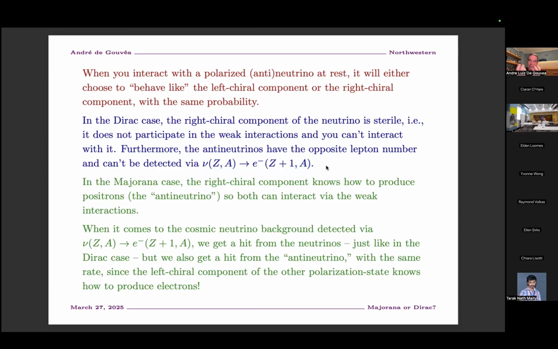So that means that there are only two: a left chiral field that knows how to produce electrons and a right chiral field that knows how to produce positrons. That's what makes the Majorana neutrinos different from the Dirac neutrinos.